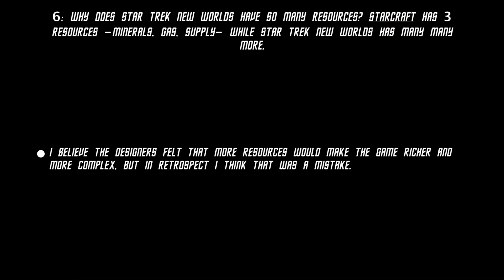Why does Star Trek New Worlds have so many resources? StarCraft has 3 resources: minerals, gas, and supply, while Star Trek New Worlds has many, many more. I believe that the designers felt that more resources would make the game richer and more complex, but in retrospect, I think that was a mistake. Thank you for agreeing with me on that.